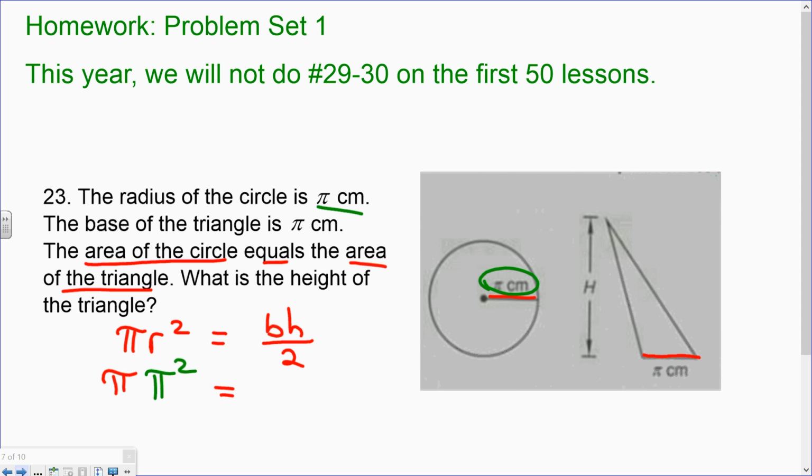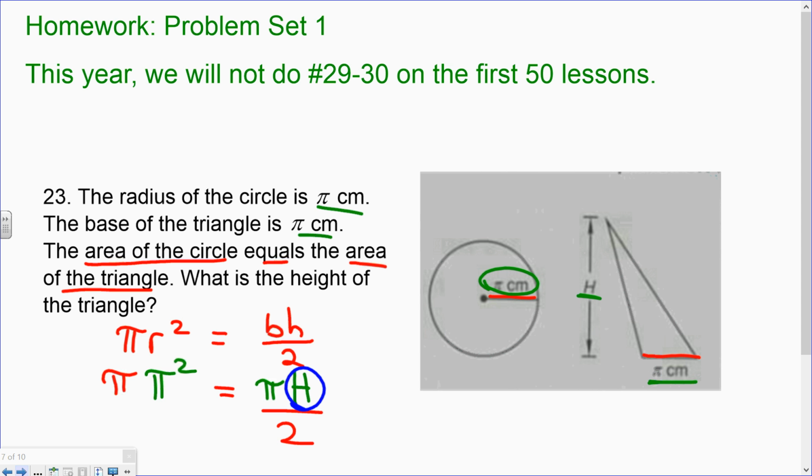The base over here is also pi, so we can change that b to a pi. They say that the height is capital H, and that is still over 2. They want us to find h. So we need to get h by itself.